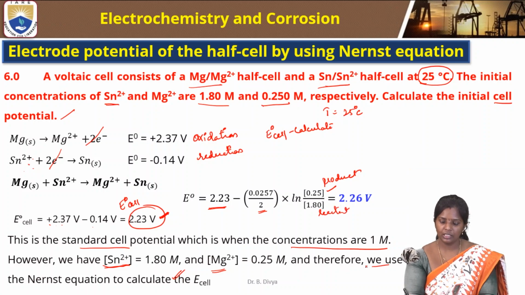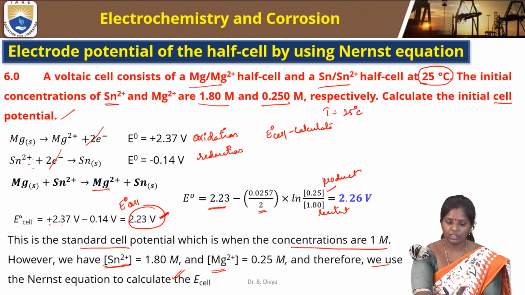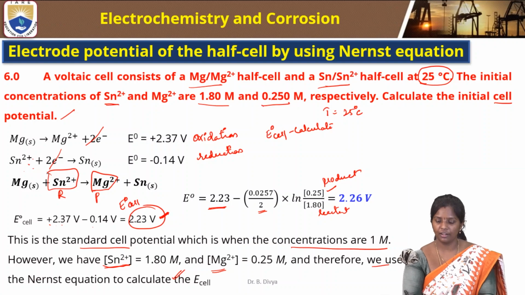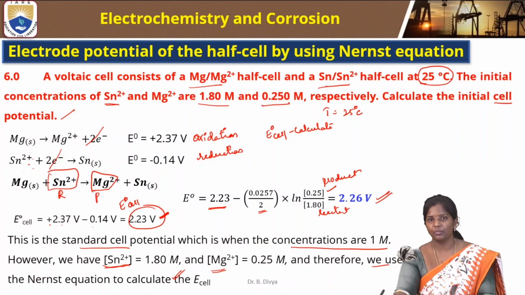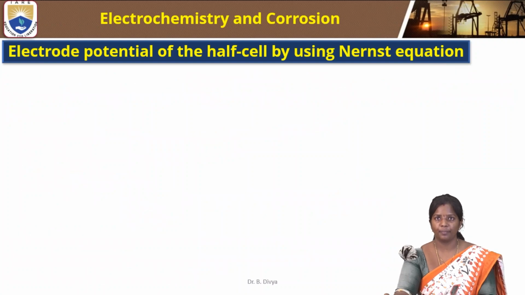How did we get this? 0.25 is magnesium ions, this is the product, and this is the reactant. So from the net reaction, we have to consider the product and reactant concentrations and substitute in the formula, and we get 2.26 volt. This is the cell potential for that particular cell at the initial stage.